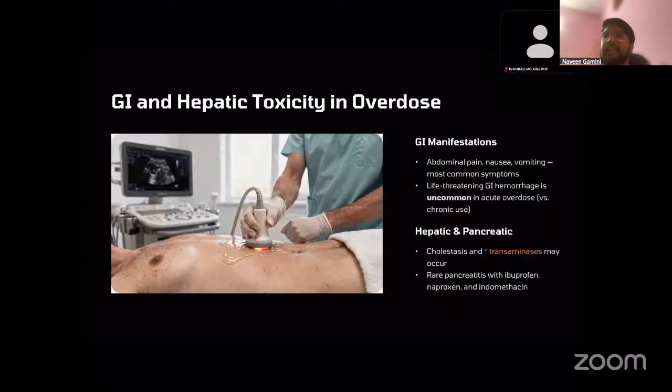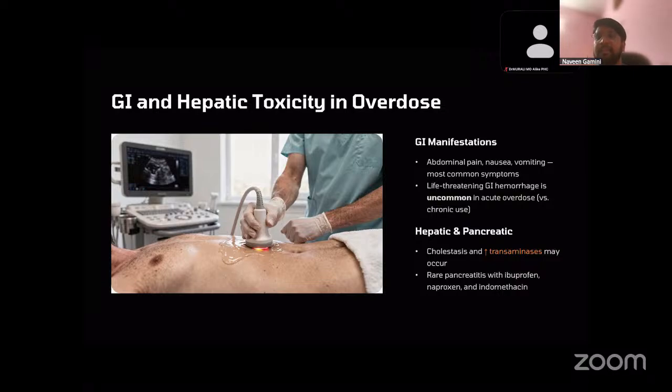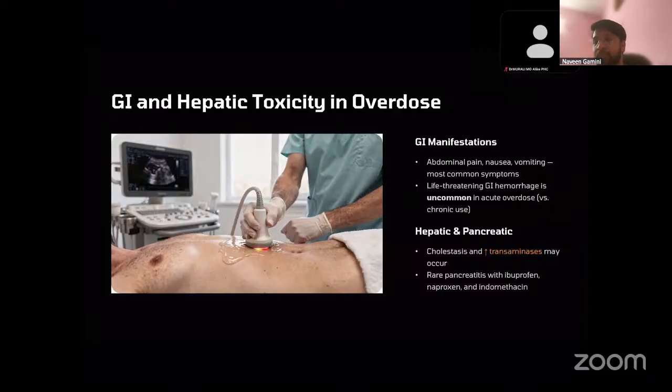Next, regarding GI and hepatic toxicity in overdose. Regarding the GI manifestations, abdominal pain, nausea, and vomiting are the most common symptoms. Life-threatening GI hemorrhage is uncommon in acute overdose versus chronic use. The GI hemorrhage is usually seen in chronic overuse of NSAIDs rather than an acute overdose.